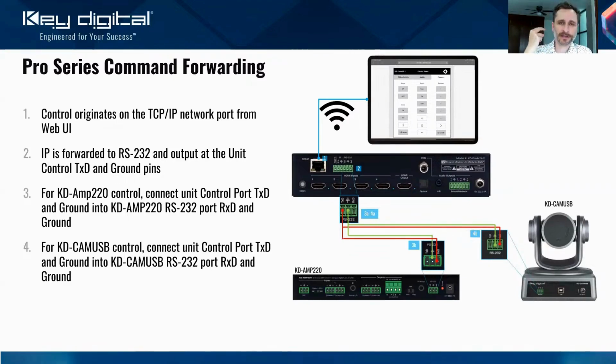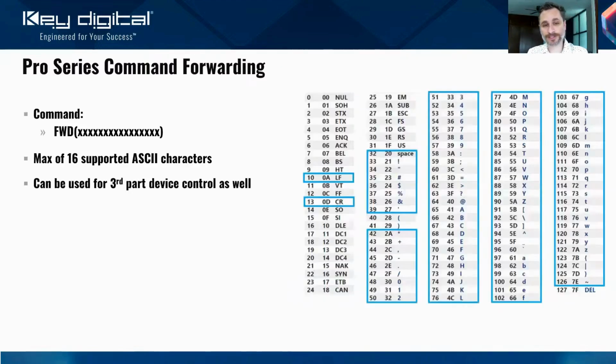Then step 2, the IP information is forwarded to the RS-232 output on the transmit and the ground pins. Yes, it is one directional only, okay? For AMP220 control, we connect the transmit and ground into the amplifier. For camera control to the camera, just as we had already shown. So it's truly a very, very powerful switcher that, although it doesn't originate the commands, it forwards them. And actually, you can do this from your own third-party control system if you wanted to.